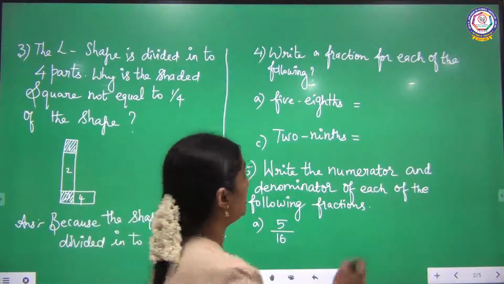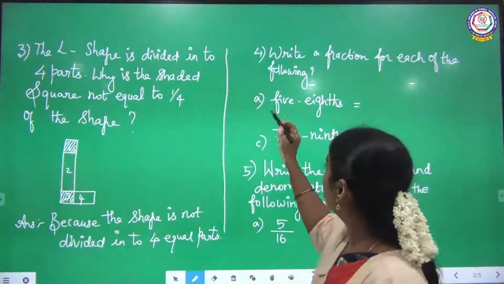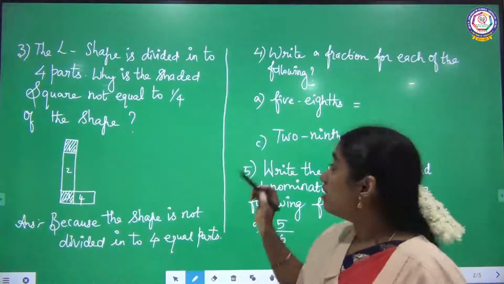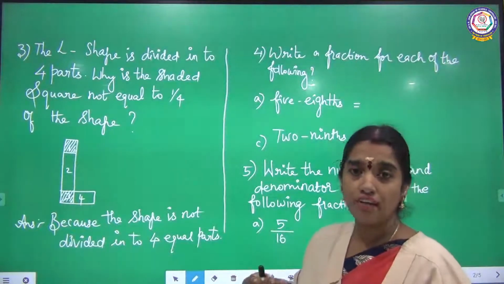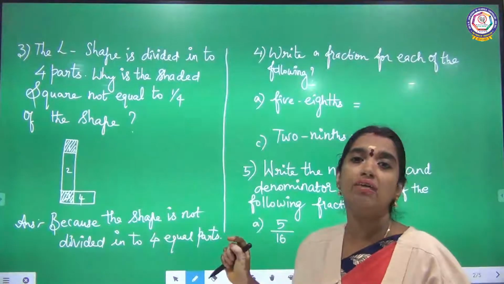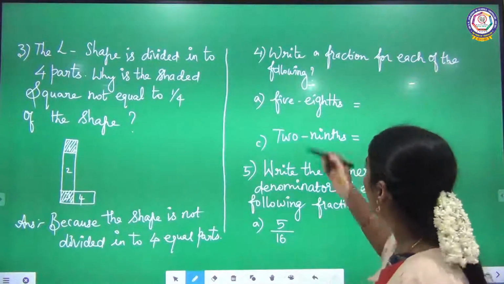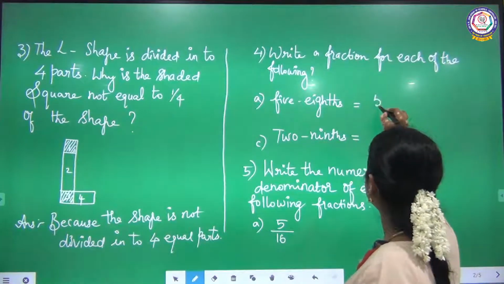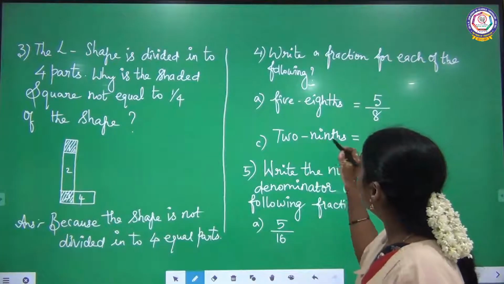Next one, I am coming to the fourth sum. Listen, write a fraction for each of the following. They are given in the number name. That is what? 5 eighths. Eighths. Denominator, when you are writing, just you have to add what? THS. Okay. So, 5 eighths I can write as what? 5 by 8. And 2 ninth.